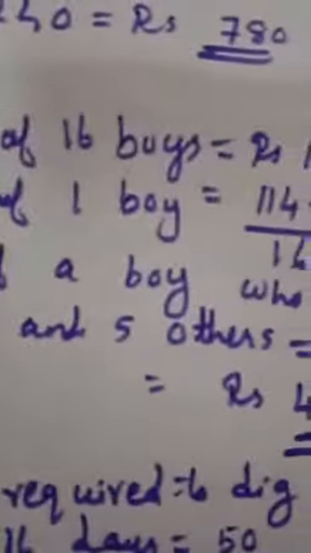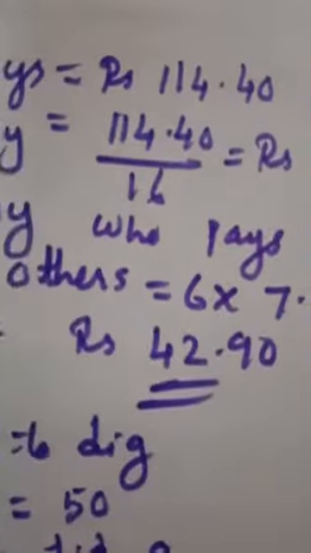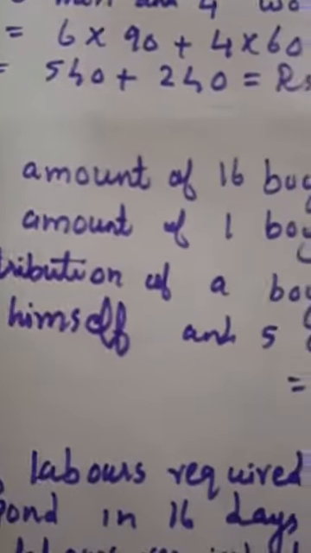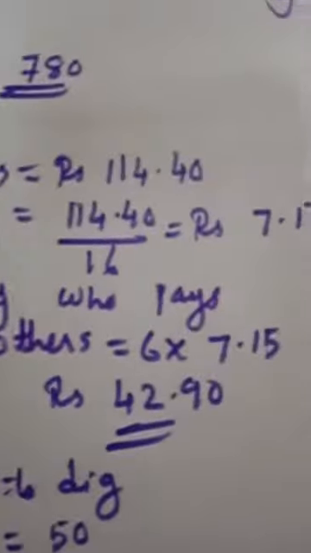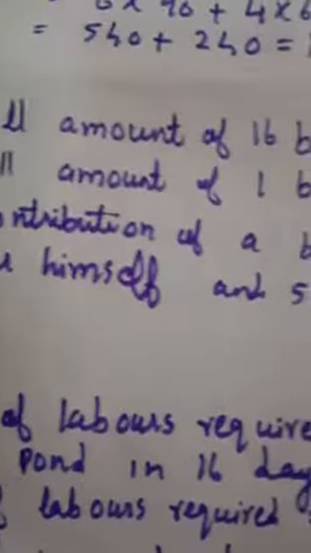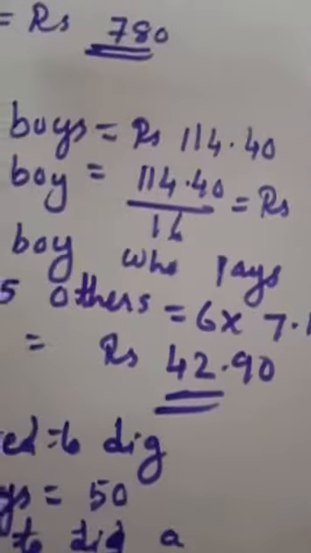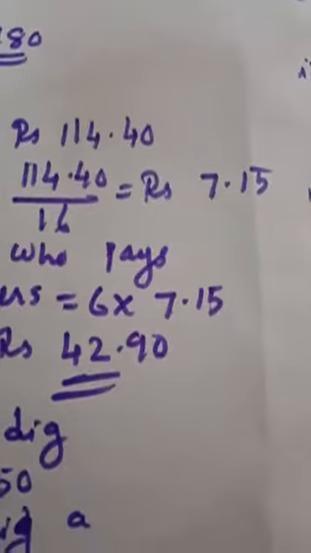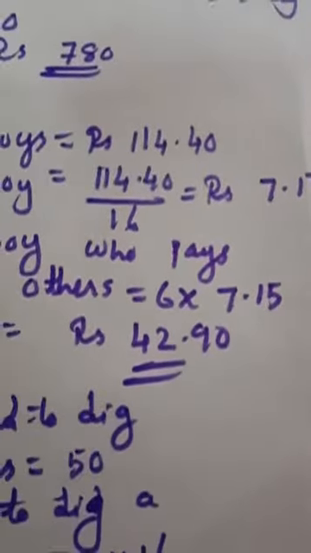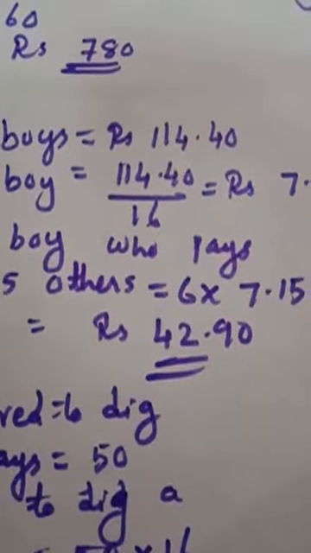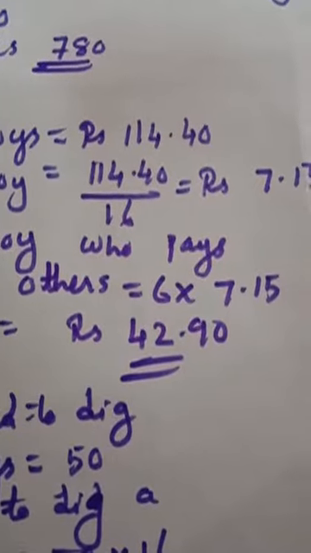Now the contribution of a boy who pays for himself and 5 others, that means total 6. So 6 into 7.15 is equal to 42.90.